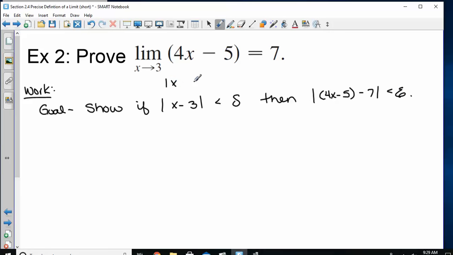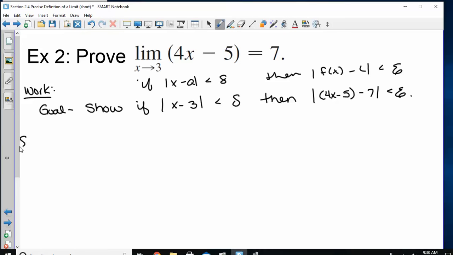The actual definition, we said absolute value of, what letters did it use? x and a, x minus a is less than delta, then the absolute value of f of x minus L is less than epsilon. That was the formal definition that I highlighted in that box. So that's our goal. We have to show that that's true. Once we've proven that that is true, then we are done with our problem.